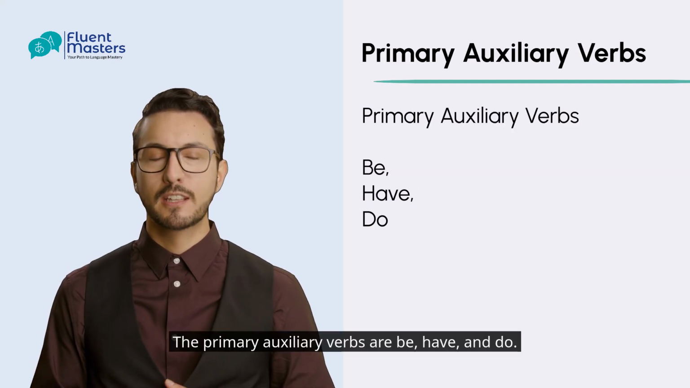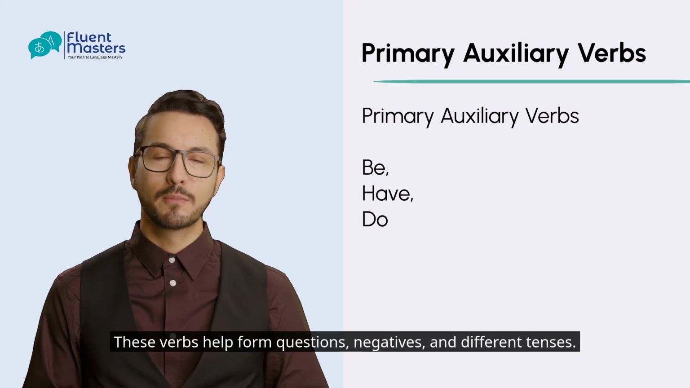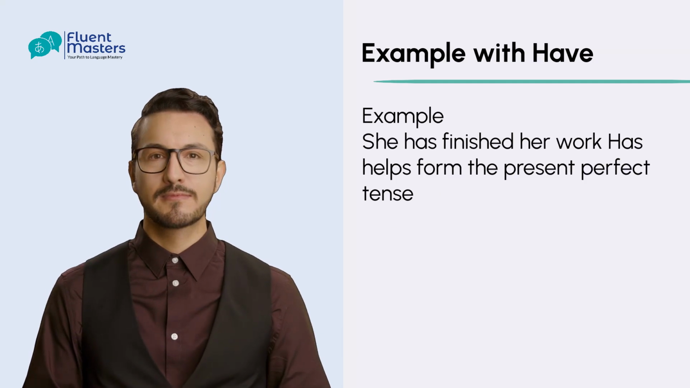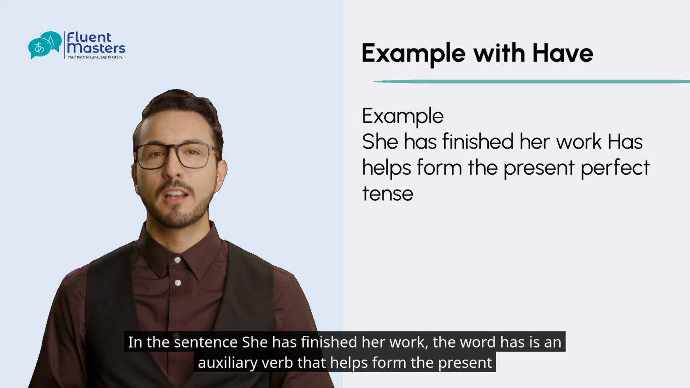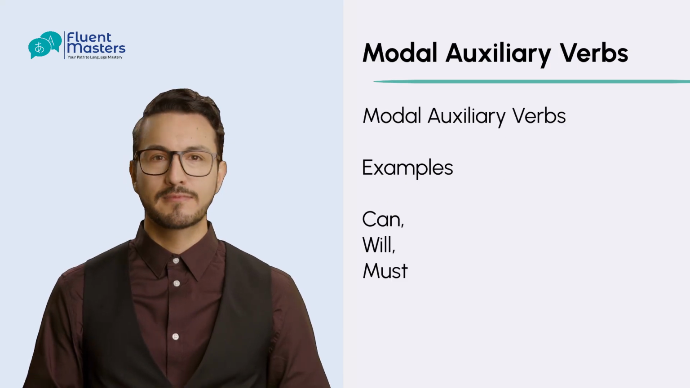The primary auxiliary verbs are be, have, and do. These verbs help form questions, negatives, and different tenses. In the sentence, she has finished her work. The word has is an auxiliary verb that helps form the present perfect tense.